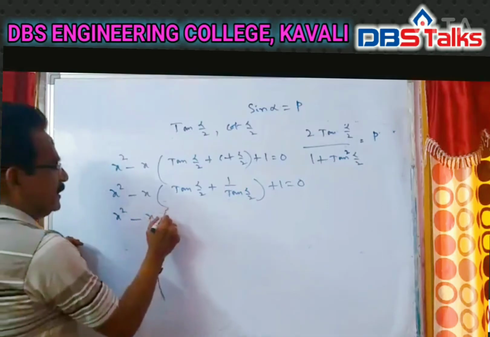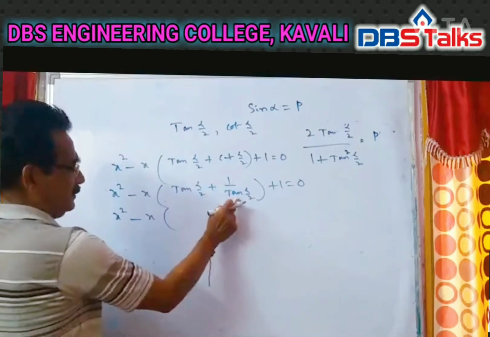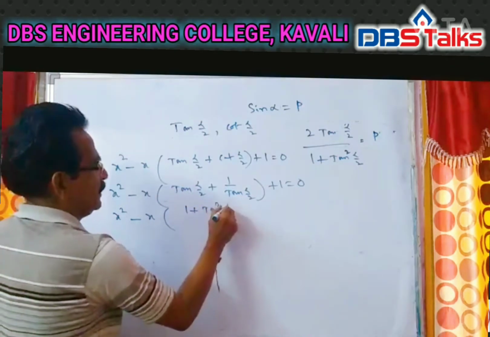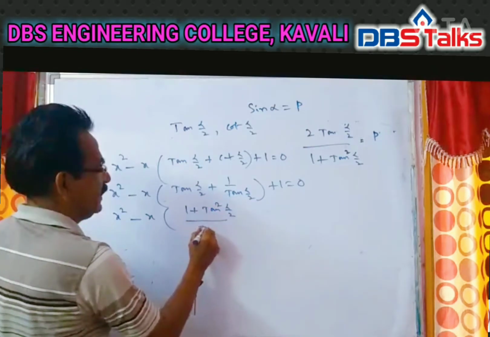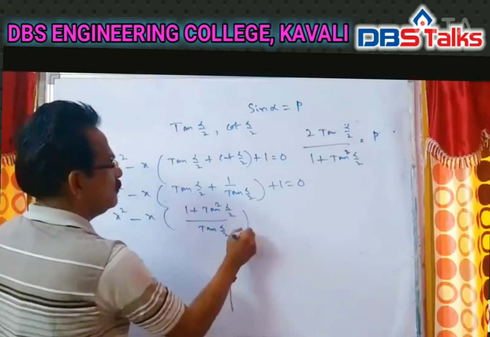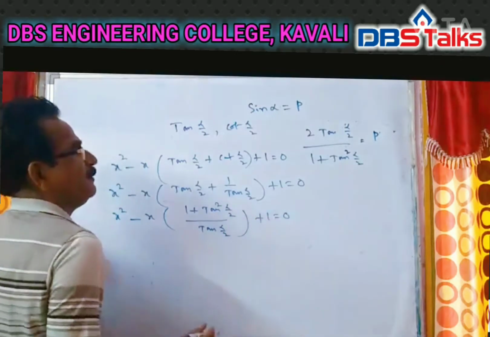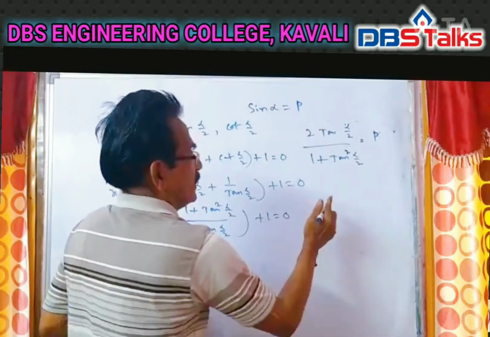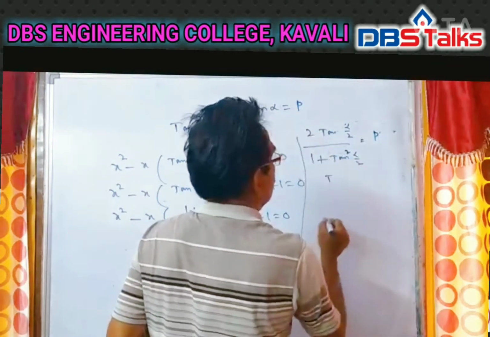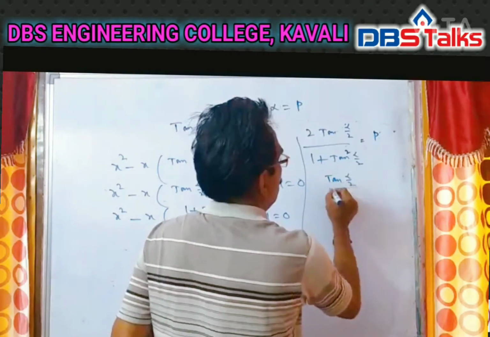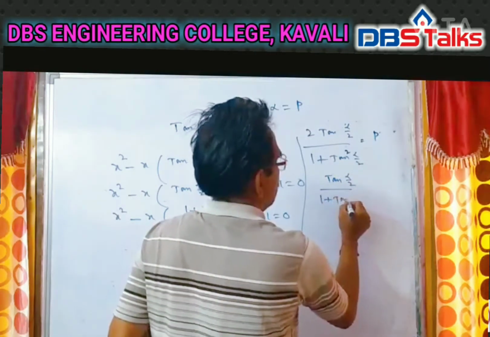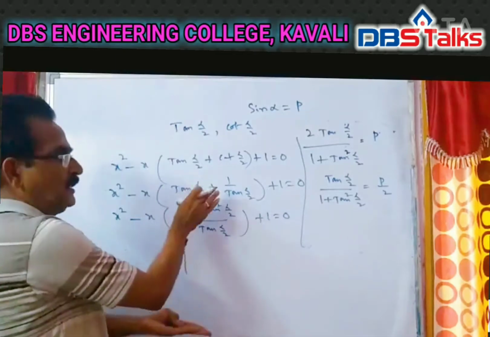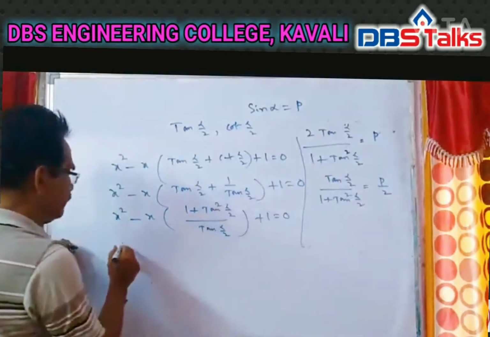X square minus x into, tan alpha by 2 plus 1 by tan alpha by 2 is 1 plus tan square alpha by 2 by tan alpha by 2, plus 1 is equal to 0. Friends, here we have, let us send to that side, tan alpha by 2 by 1 plus tan square alpha by 2 is equal to P by 2. Here we want the inverse of this, that is 2 by P.